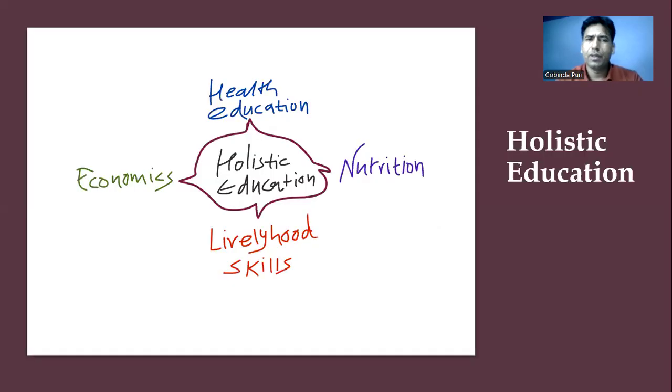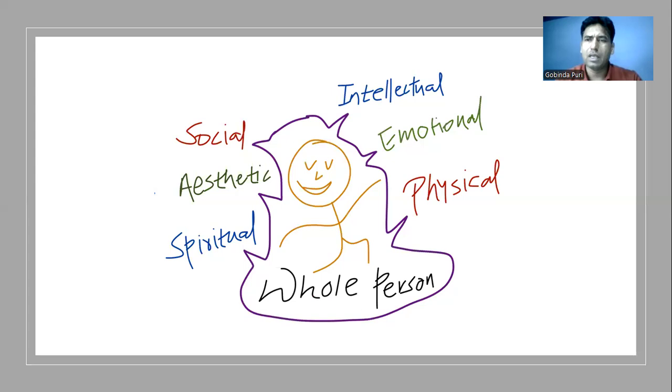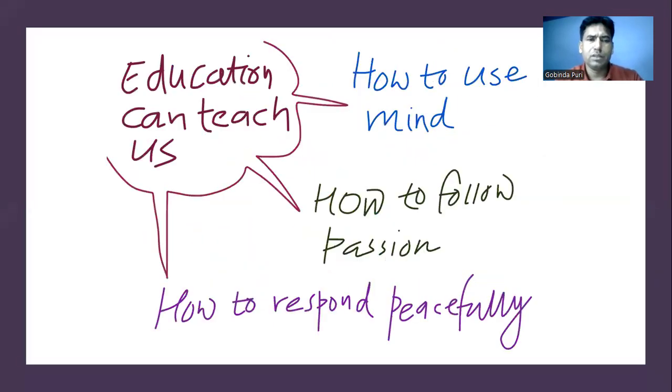So holistic education comprises health education, nutrition, livelihood skills, and economics. It is more than only acquiring knowledge or gaining information from the book. Further, it is more important to nurture the individual or the child holistically. So holistic education should develop a whole person. A whole person can be nurtured by integrating intellectual, emotional, physical, social, aesthetic, and spiritual aspects. As I said earlier, holistic education should teach the child how to use the mind, how to follow the passion, and how to respond peacefully.